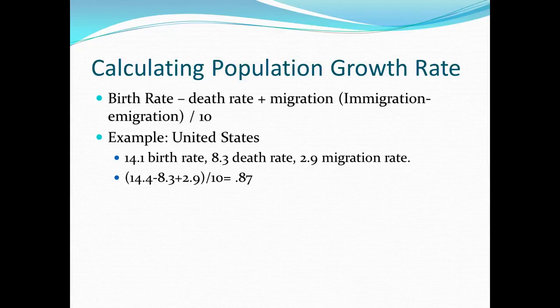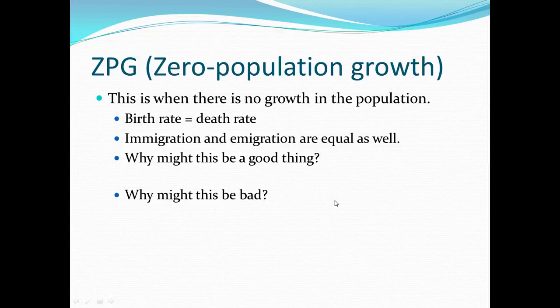So you can see that the United States is definitely in transition. We have a low birth rate and a low death rate. We just have a lot of migration coming into our country. Okay. Next idea the book talks about is called zero population growth. This is the idea where birth rate equals death rate, and immigration and emigration are about the same.